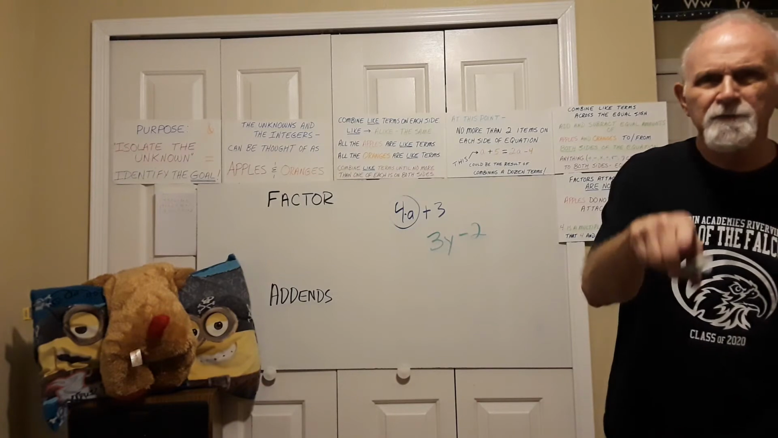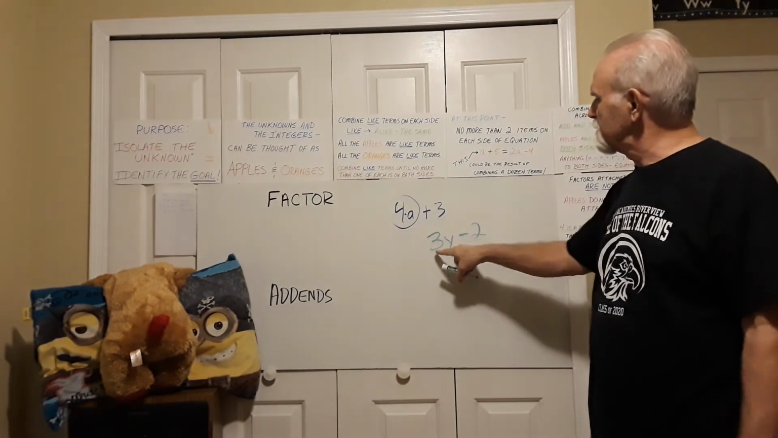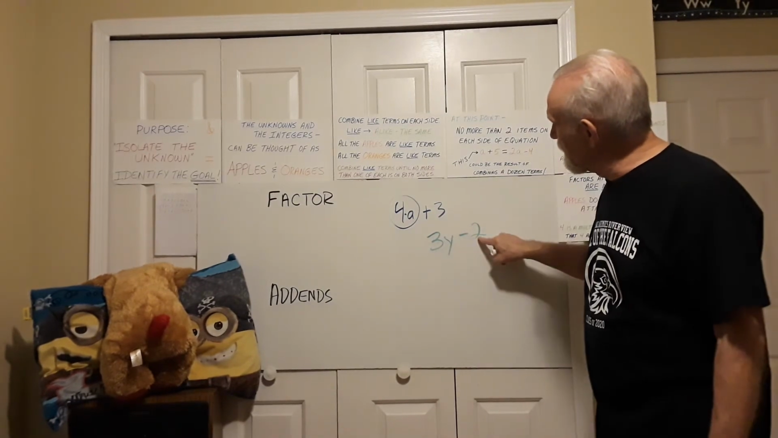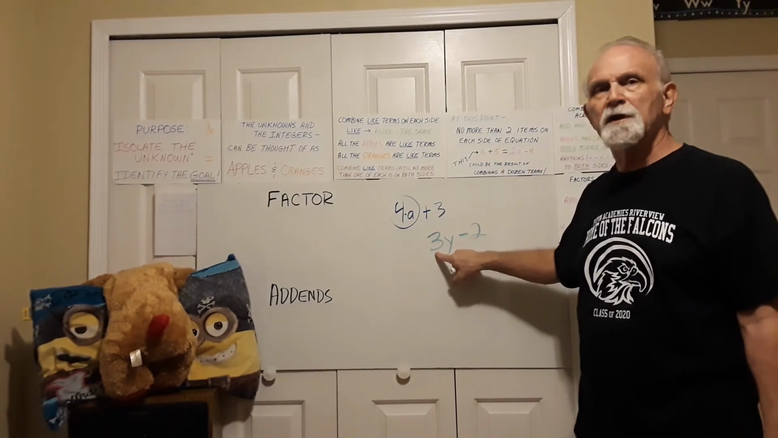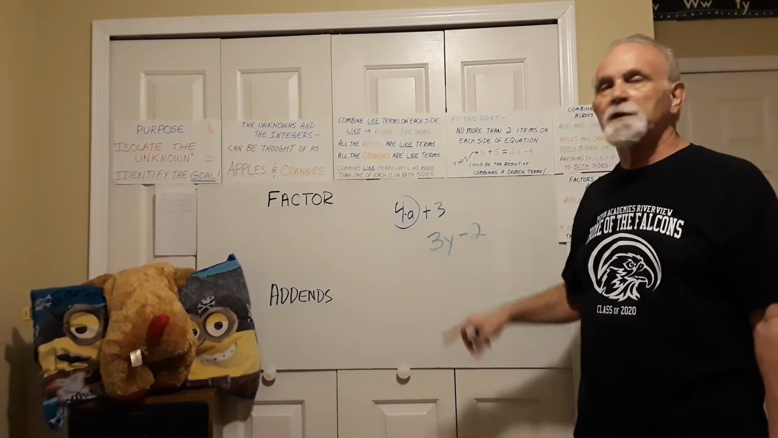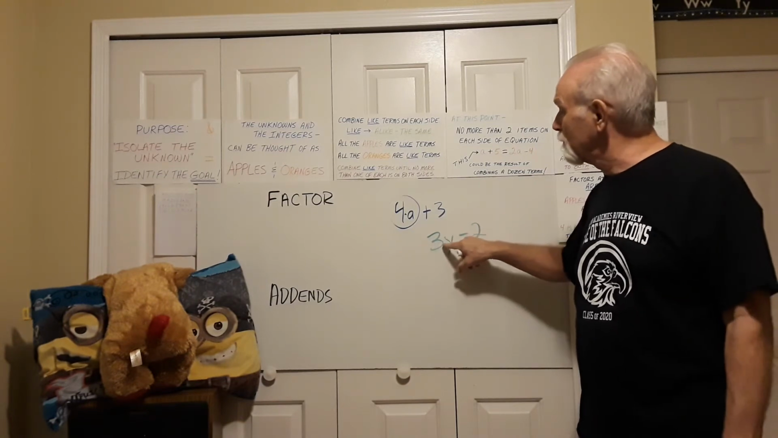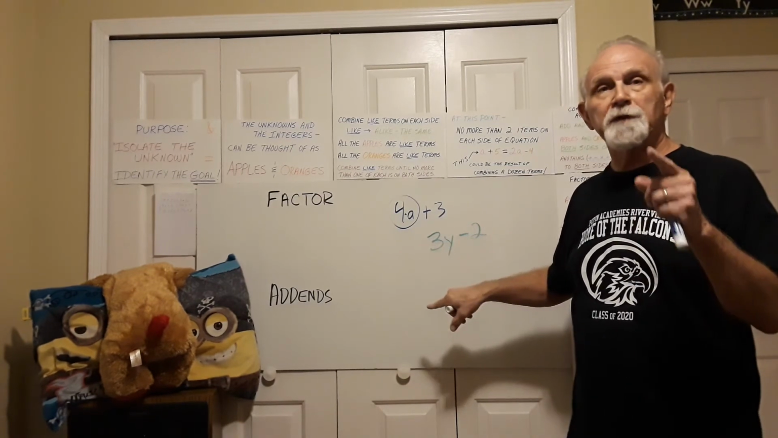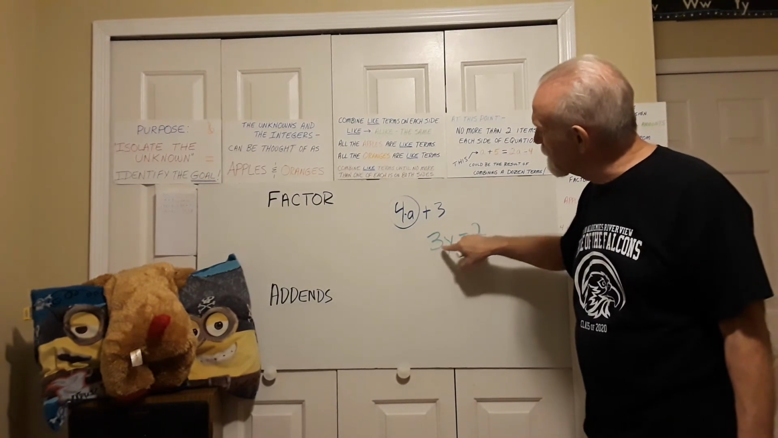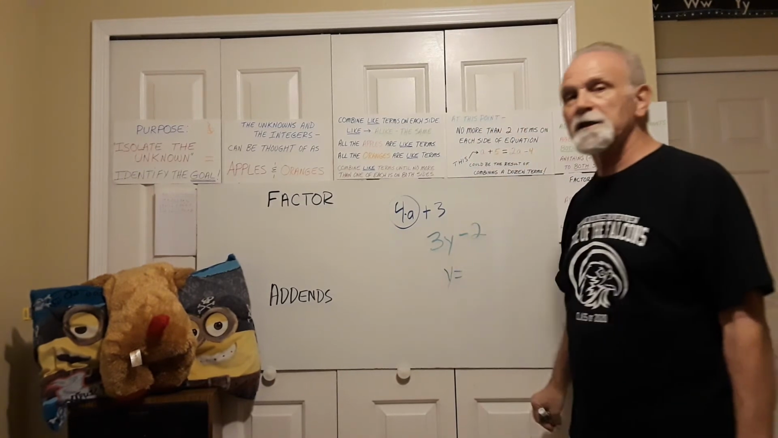Somebody, not you guys, but maybe at another school, is going to want to say 3y minus 2 is 1y. No, it's not. This cannot be combined with this. This is a factor. This belongs to the y. There's only one way to get rid of that, and that's what we're going to find out in one or two more lessons. You're going to find out how to change that 3 into a 1 so you can actually get y equals.